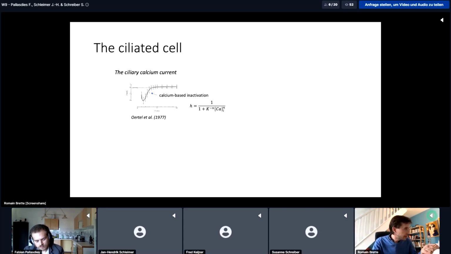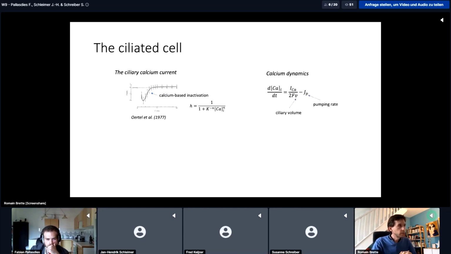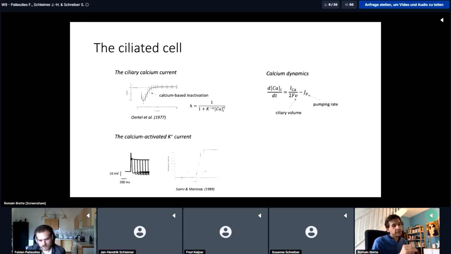You see an example here in voltage clamp. And it activates with calcium, so you can model that with a Hill function, basically. Then you need to model calcium dynamics. Calcium dynamics are modeled by calcium that enters, which is due to the calcium current, and calcium that goes out with pumping. There are different ways of modeling this, of course. And there's also a calcium-activated potassium current.